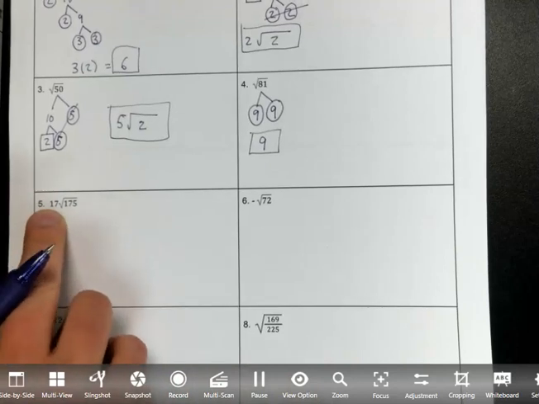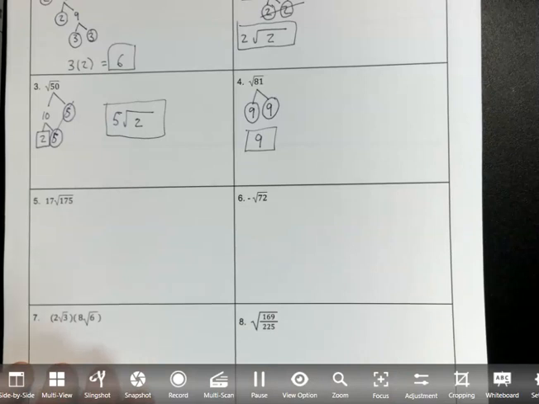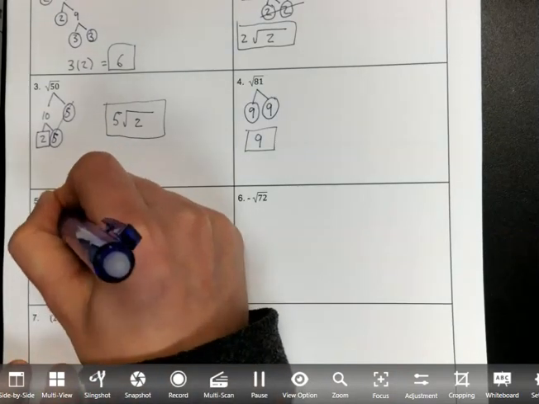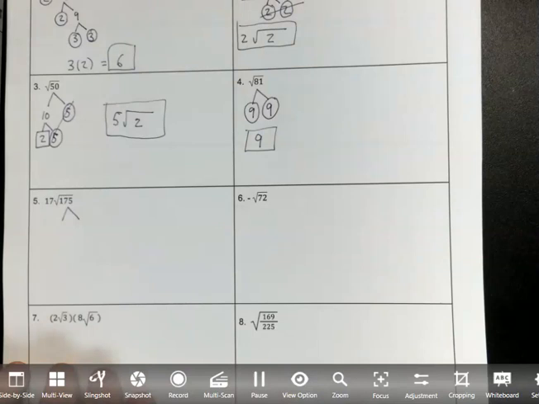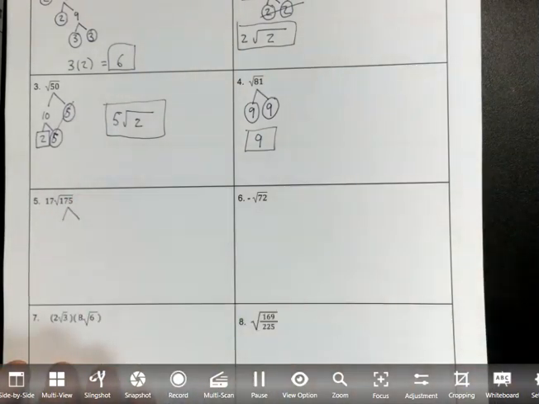This time I already have something outside of my square root. I already have a 17 outside of the square root. Well, it's already out. I'm not going to bother with it right now. I'm just going to remember it later when I'm pulling things out. Okay? So 175, how do I reduce that?